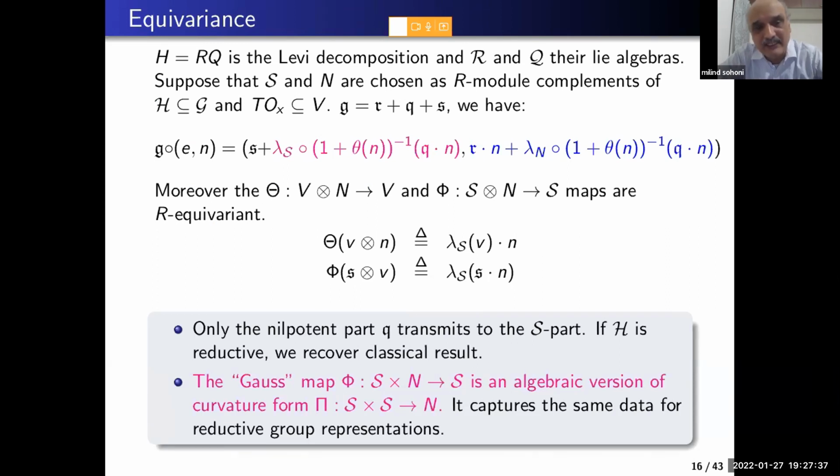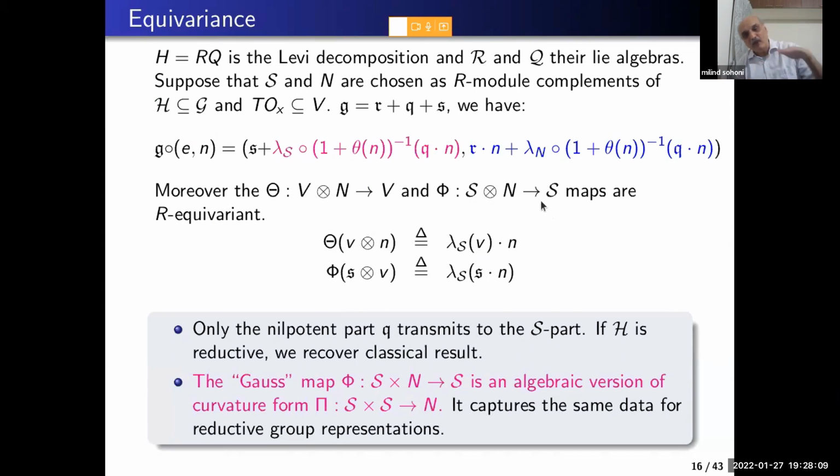If I look at H, which has some Levi decomposition, R is the reductive part and Q is the unipotent part, and I choose S and N which are R-invariant, then you will see that this theta comes from an R-equivariant map from V cross N to V and S cross N to S. This map from S, which is of course the orbit, cross N to the orbit is an R-equivariant map. It is like the Gauss map.